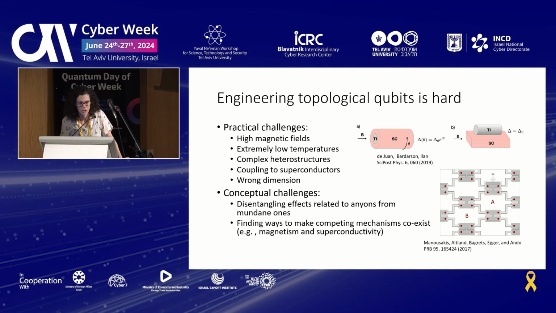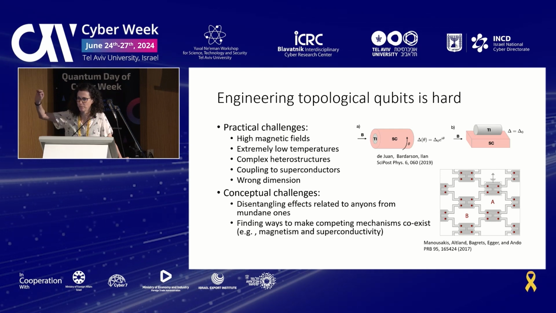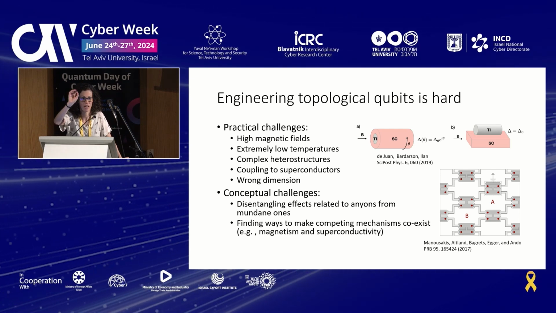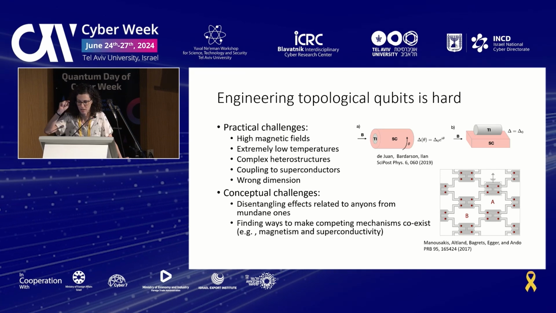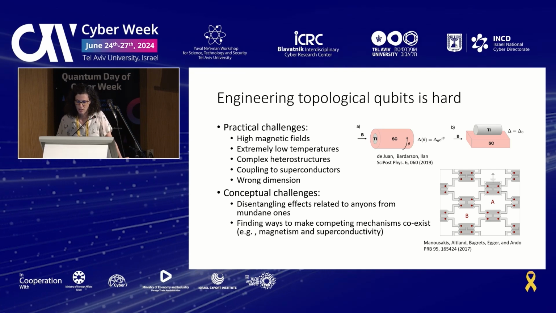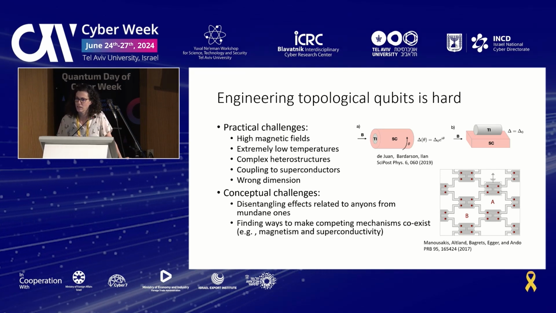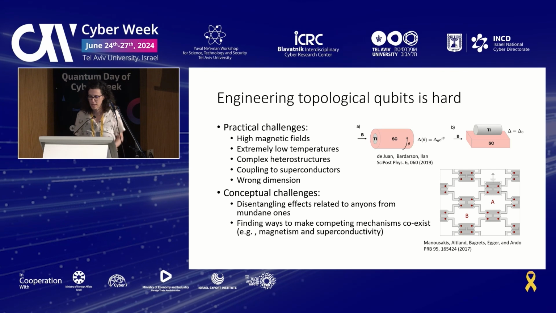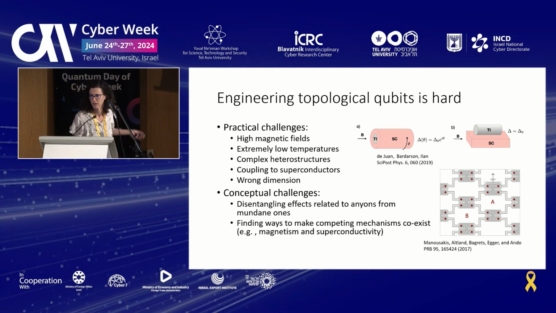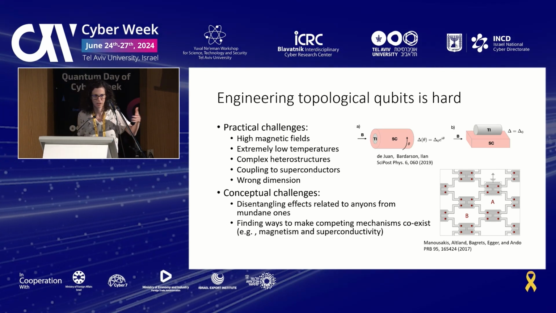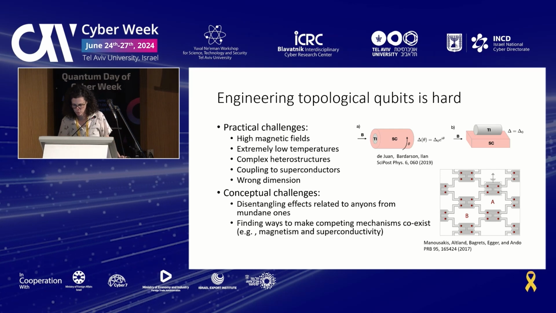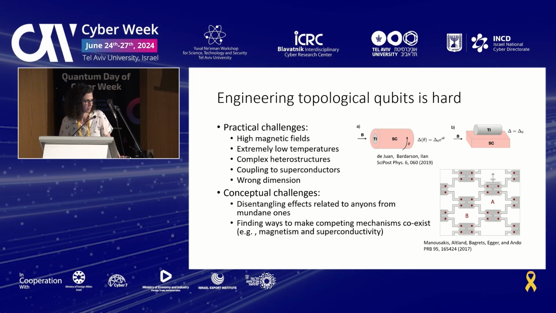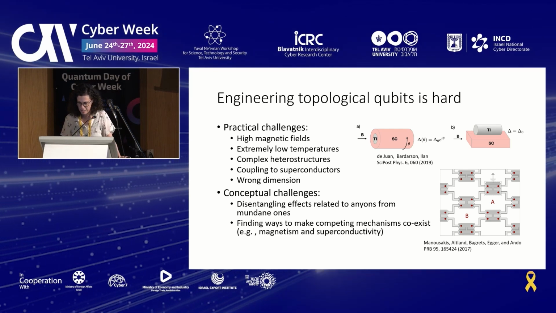But there are also conceptual challenges that we need to deal with, and this is disentangling effects that are related to the actual anyon statistics and the particles that we're interested in, from more mundane effects and electronic excitations. And we need to find ways to make competing mechanisms coexist. For example, superconductivity and magnetism, it doesn't like to live together. Magnetic fields and superconductors are not good friends because superconductivity is suppressed in the presence of magnetic fields.